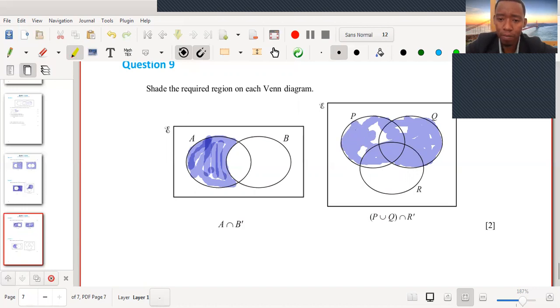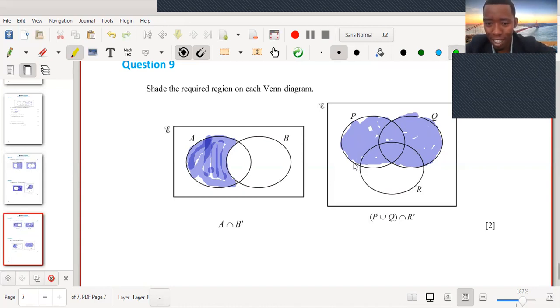And next, let's look at R complement. Everything which is not in R, we need to find its intersection with P union Q. So R complement will be this part here, and outside will be this part here, because we don't include R. We go outside R.